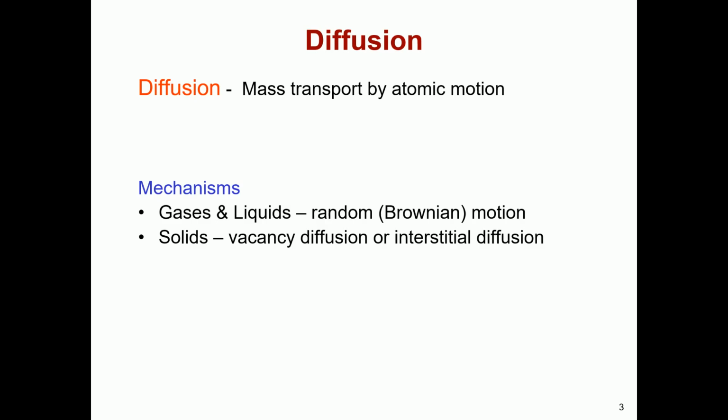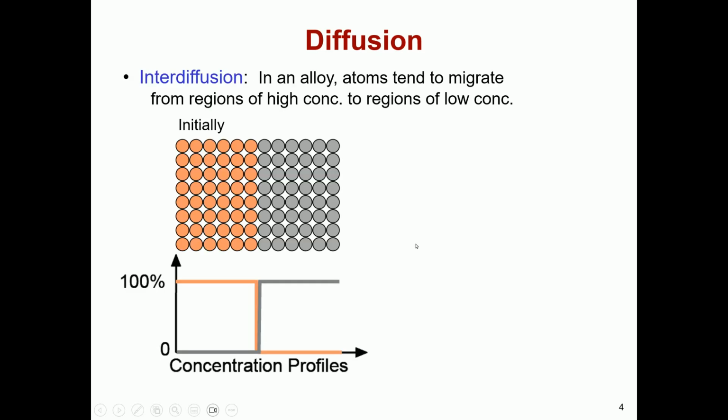So, diffusion is mass transportation, the movement of material through atomic-scale motion. Let's look at the mechanisms. In gases and liquids, atoms move randomly, which we call Brownian motion. In solids, atoms need available space to move. This occurs through vacancy diffusion, where atoms move into vacant lattice sites, or through interstitial diffusion, where small atoms move gradually between atomic positions.